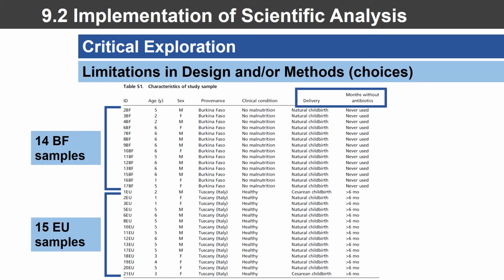What's more interesting to think about is the last two columns. In one, the route of delivery, and two, the number of months without antibiotics. And it's fantastic that you have this data here, but it certainly does pose a limitation, and they acknowledge it as such, when they're saying that we can't definitively go to causation, that there's other variables at play here potentially. And these are definitely two of them.